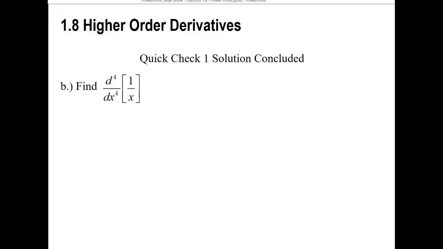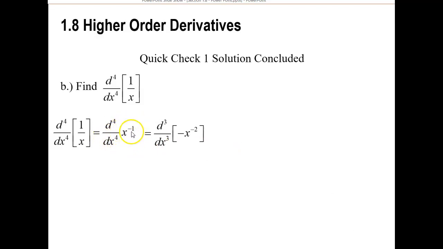All right, and then here we want the fourth derivative of 1 over x. The fourth derivative of 1 over x is the same as saying the fourth derivative of x to the negative 1. So if I took the derivative of this, we get negative 1x to the negative 2. So now I need the third derivative of that. This function's derivative would be positive 2x to the negative 3.